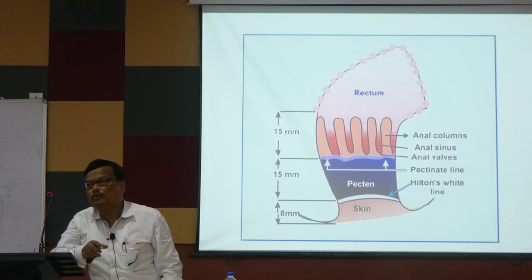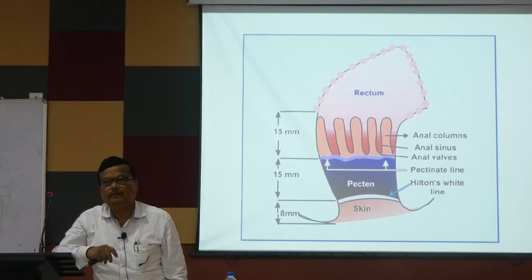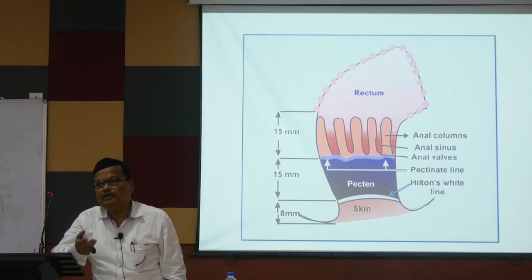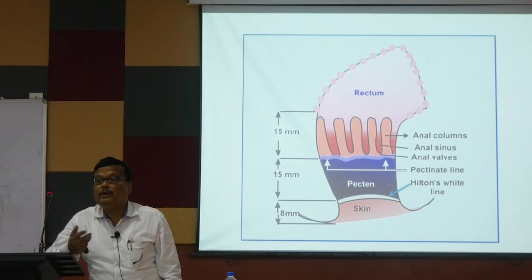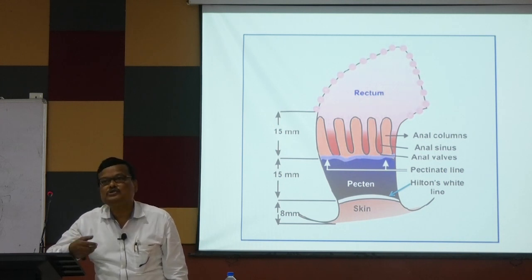The pectinate line is very important because it is the border line for arterial supply, the border line of the venous drainage, and the border line of the lymphatic drainage, the watershed line of the lymphatic drainage. Developmentally it is a border line, and clinically it is also a border line. Internal piles and external piles.